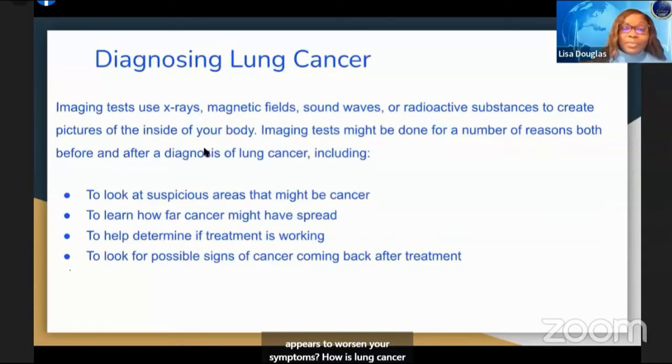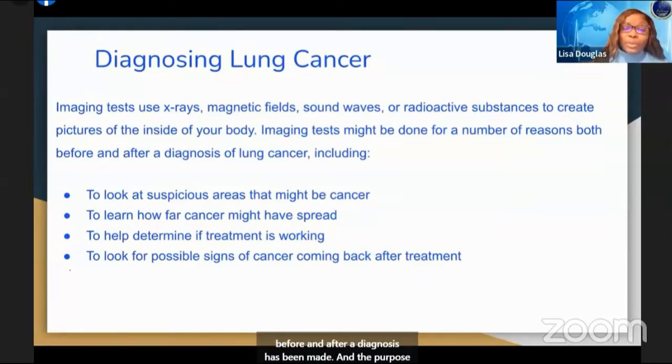How is lung cancer diagnosed? So now there's a diagnostic that needs to be done once the appointment has been done. Imaging tests use X-rays, magnetic fields, sound waves, or radioactive substances to create pictures of the inside of your body. Imaging tests might be done for a number of reasons, both before and after a diagnosis has been made.